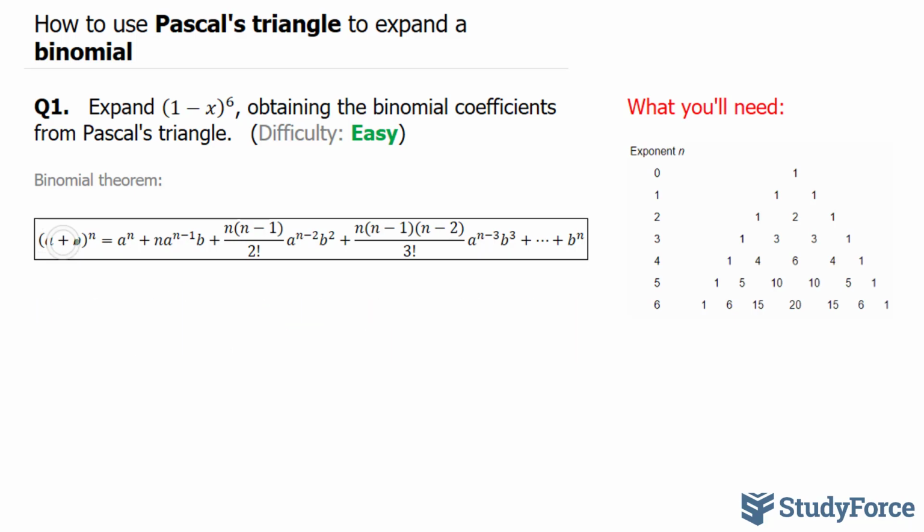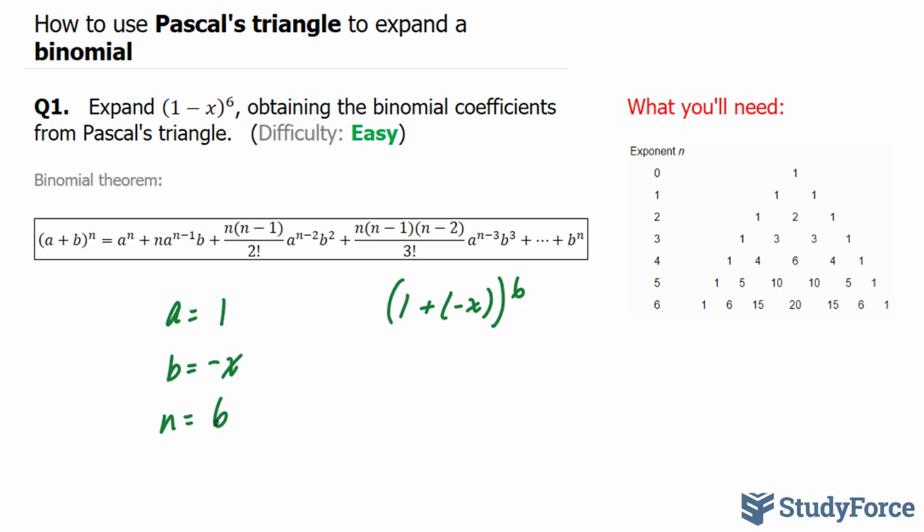Let's start by defining a and b. A is equal to 1, and since the binomial theorem has a plus in between the two terms, we have to rewrite this so that it looks like this: 1 plus negative x, to the power of 6. So negative x is our b. Our n value is 6.